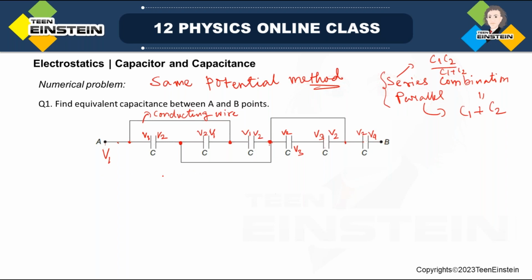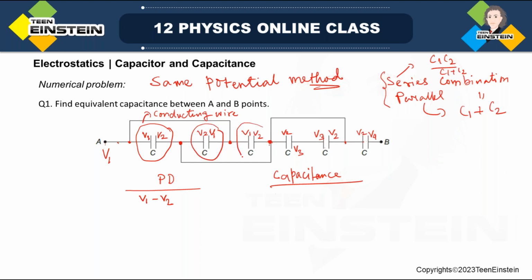Now look, to solve this problem, you know what you have to do? You have to make a table. What is the table? Potential difference, I'm just writing in short, PD, and capacitance. Let us say this is V1 minus V2. There is one potential difference. I'll see how many capacitors are there with that same potential difference. See, this is one, this is another one, and this is another one.